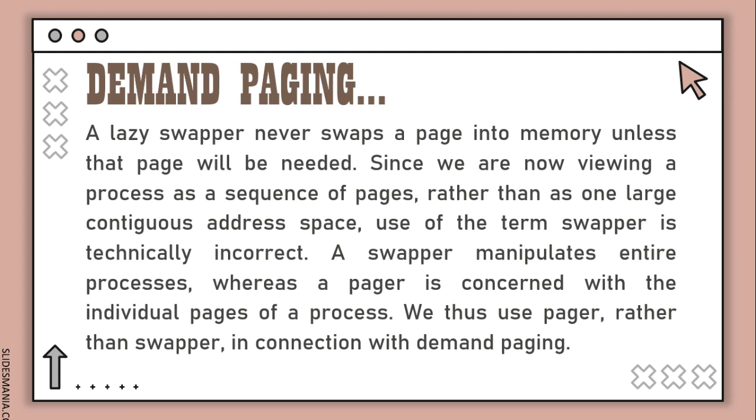Since we are now viewing a process as a sequence of pages rather than as one large contiguous address space, use of the term swapper is technically incorrect. A swapper manipulates entire processes, whereas a pager is concerned with the individual pages of a process. We thus use pager rather than swapper in connection with demand paging.